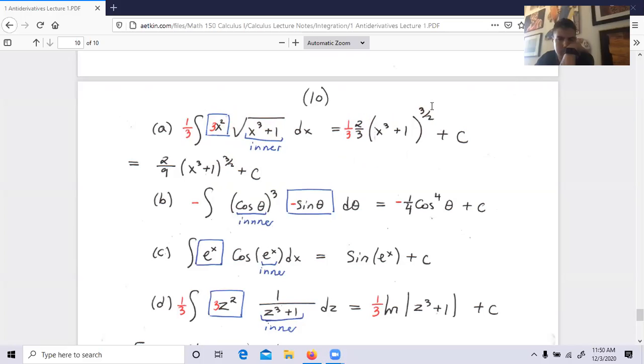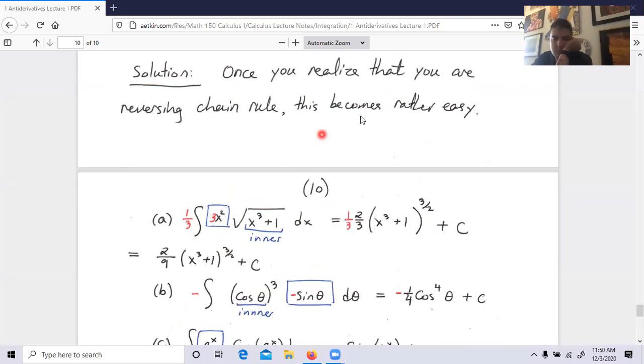Are you with me? I add 1 and I write 1 over this number that I obtained. And then there is another 1/3 that I had to place in front of it. So the answer is 2 divided by 9, x cubed plus 1 to the power of 3/2, plus a constant. Are you with me? Do you understand what I did?